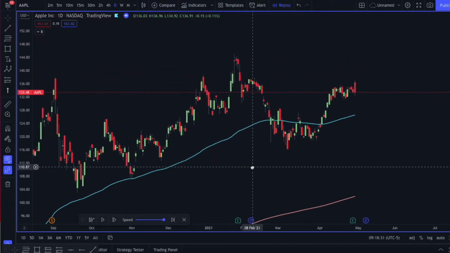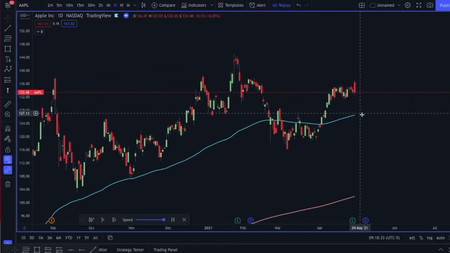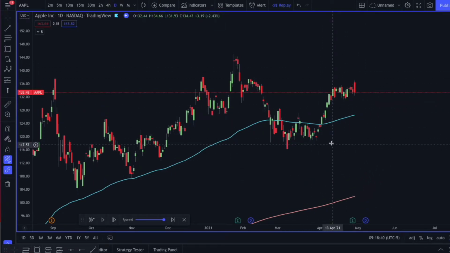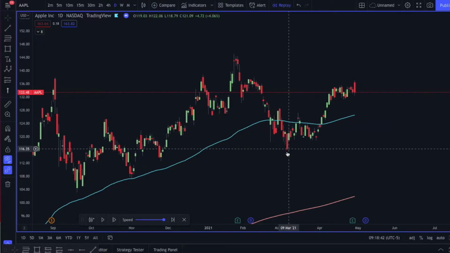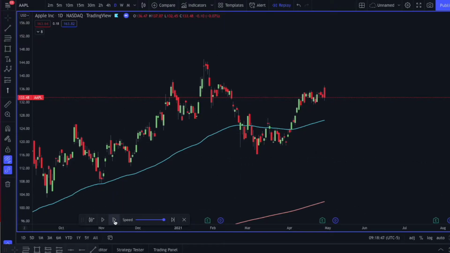So here, now we have price above the moving average. So we're going to be looking for price to come back and retest this moving average, and that's where we'll be placing our buy. Our stop loss will be probably somewhere around here. And let's see what it does.